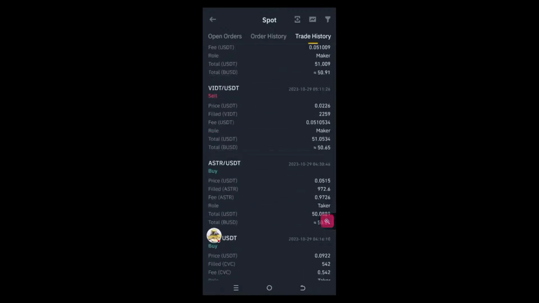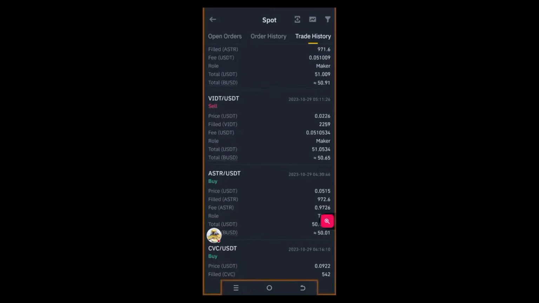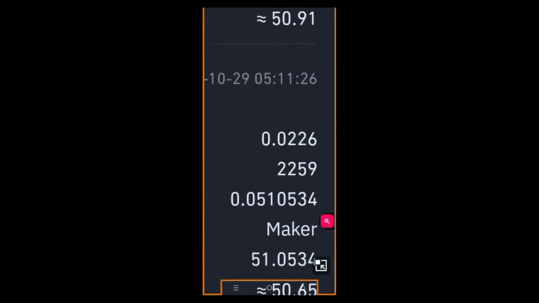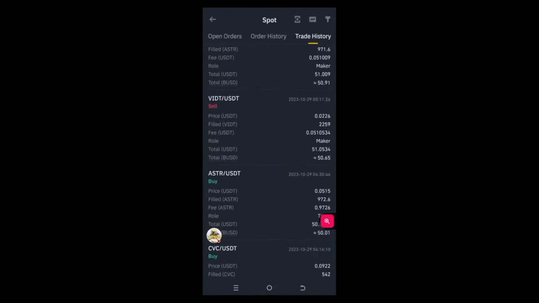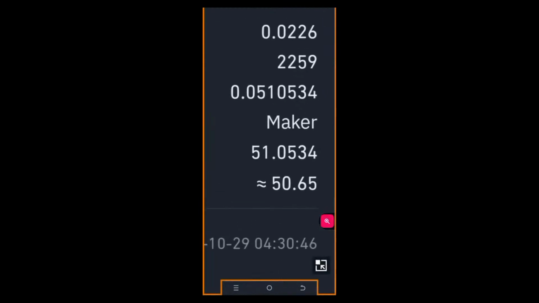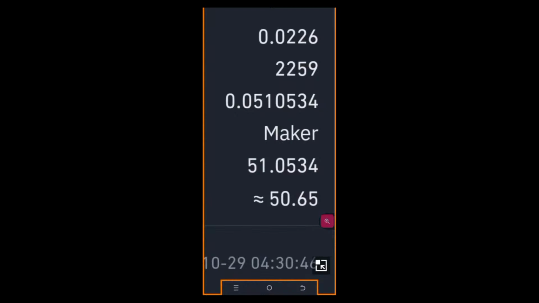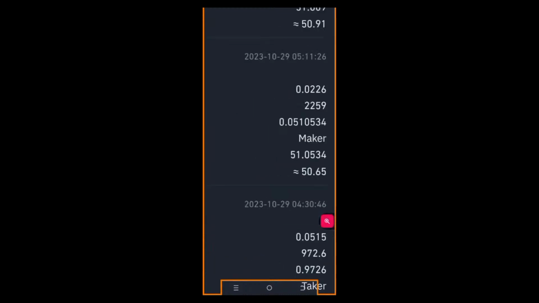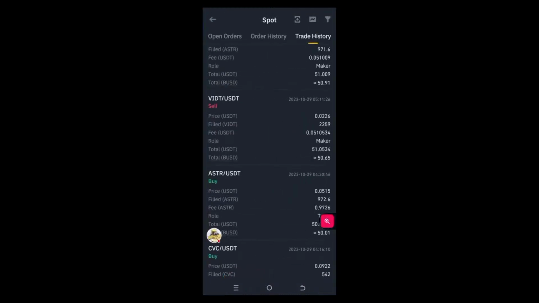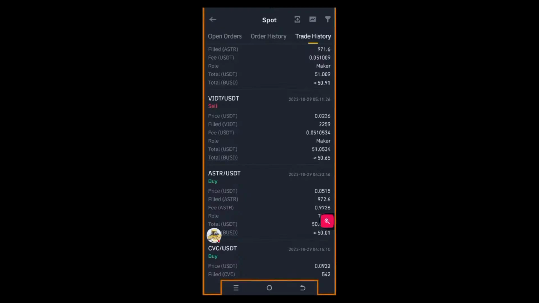And in terms of its executing, we were able to execute it at 0.0226, and that gave us a profit of $1.05. Look at that. That's beautiful. That's 1.053. That's glorious. Now removing the fees, that's about 105 minus 5 cents. That means we made $1, which is beautiful. That's 2%. Our 2% target was met and crushed, and we executed beautifully. That's VIDT USDT. Beautiful.